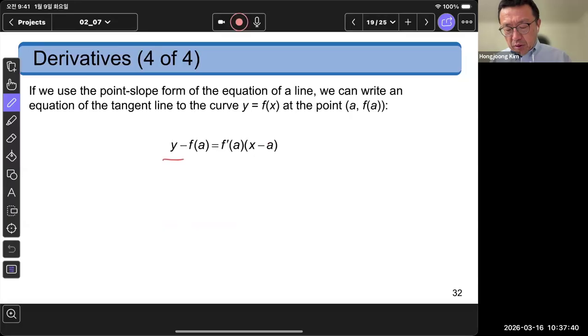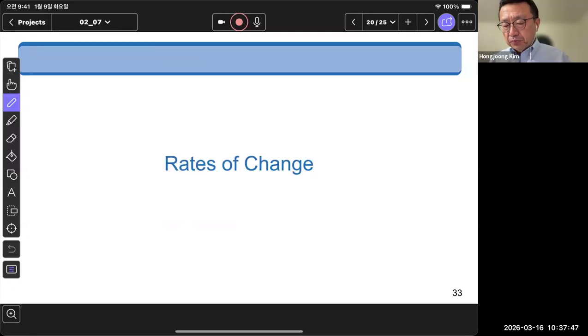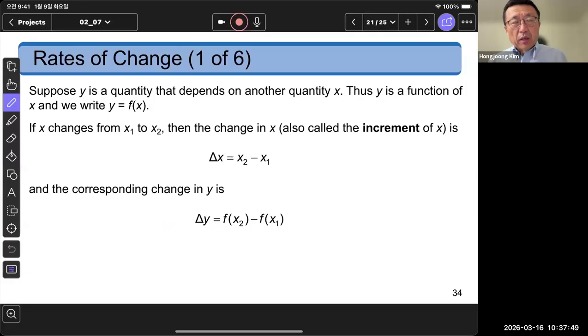So as I said, this is the equation of the tangent line. Okay. Now, suppose y is a quantity that depends on another quantity x. Thus, y is a function of x, and in that case, in math, we use this expression, y is a function of x. So that means when x varies, the corresponding function value changes.